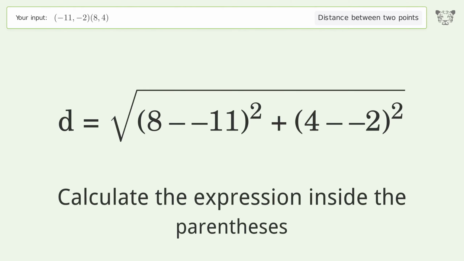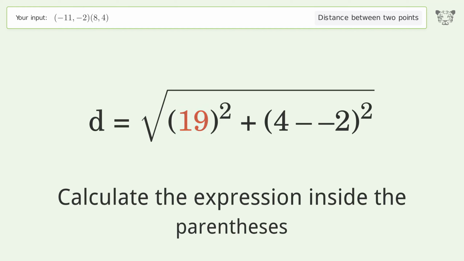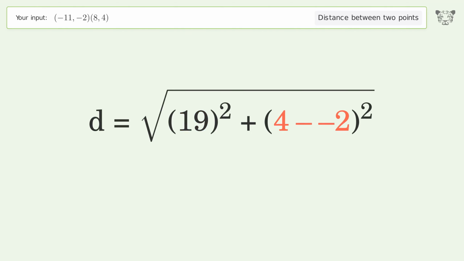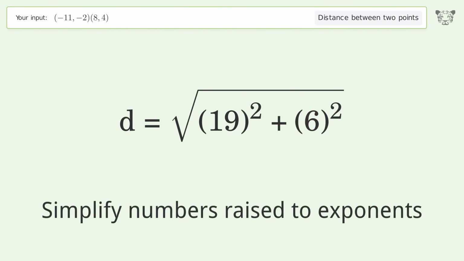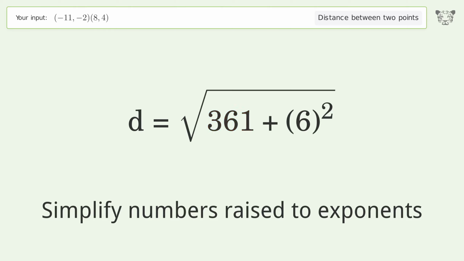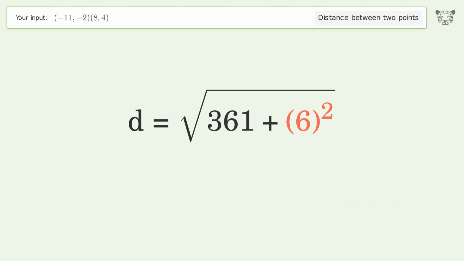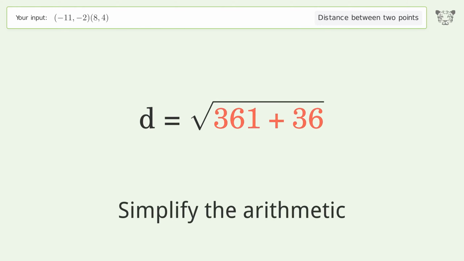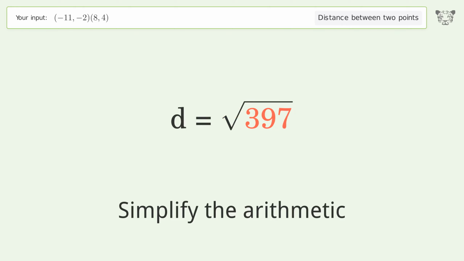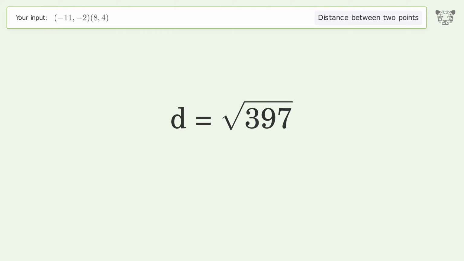Calculate the expression inside the parentheses. Simplify numbers raised to exponents. Simplify the arithmetic. And so the distance between the 2 points is the square root of 397, or 19.925.